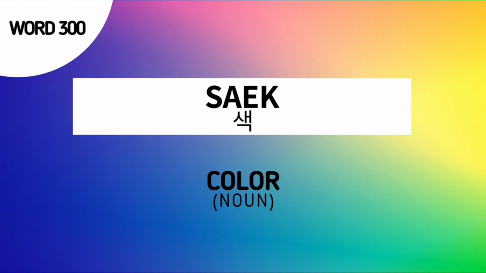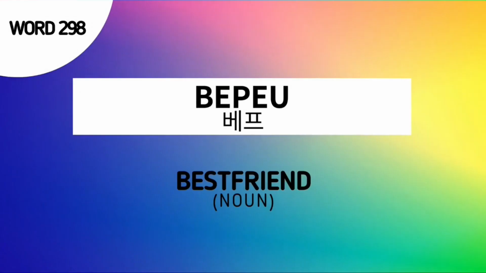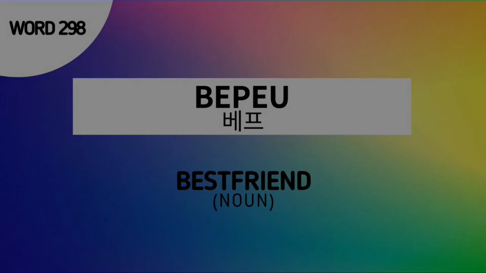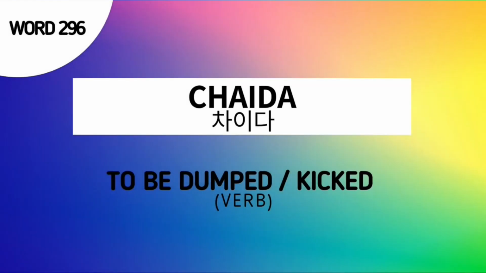Next word is 색, which means color. Next word is 딸기, which means strawberry. Next word is 베프, which means best friend. Next word for our review is moja, which means hat or cap. Next word is 차이다, which means to be dumped or to be kicked.